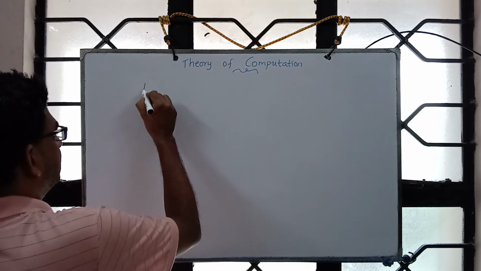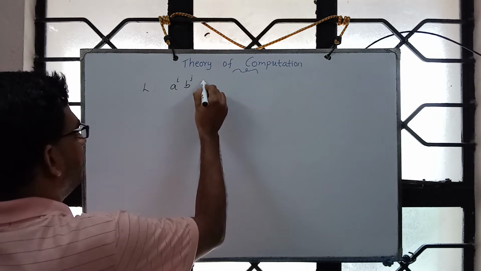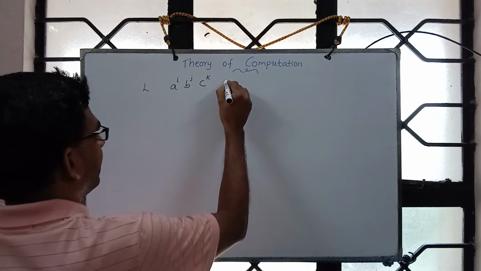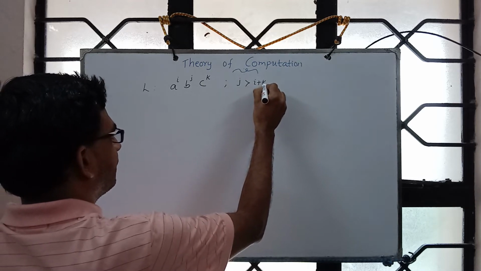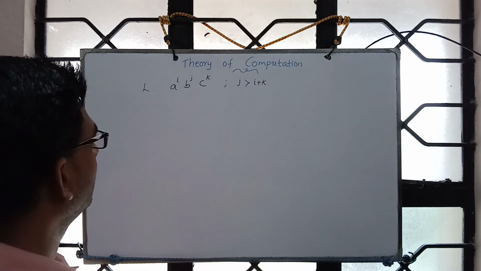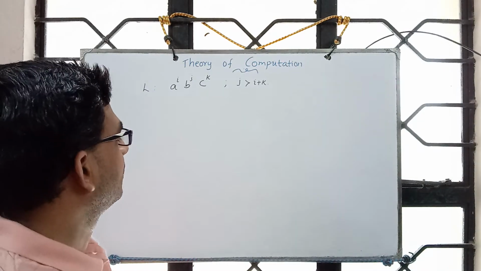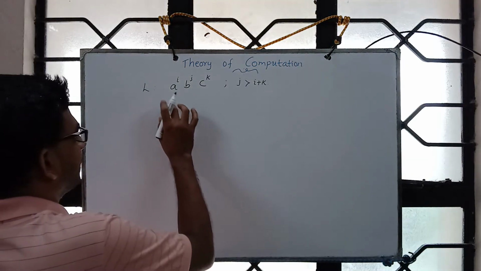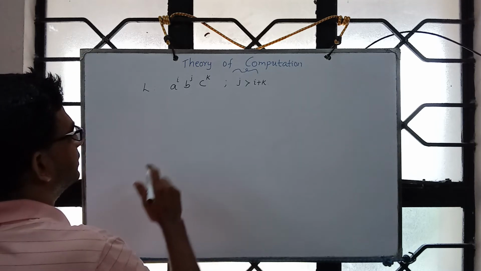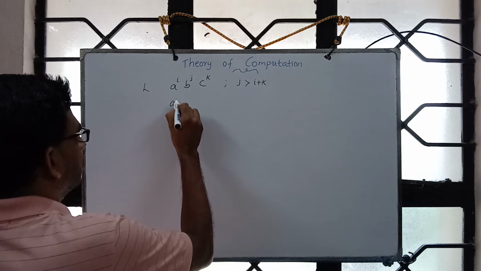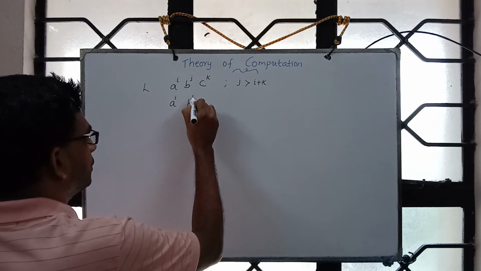Consider this language: a^i b^j c^k, where j is strictly more than i plus k. Now we are asked to construct a CFG for this. What we will do is try splitting this into some known CFGs. So we usually substitute and simplify, so we try that approach.